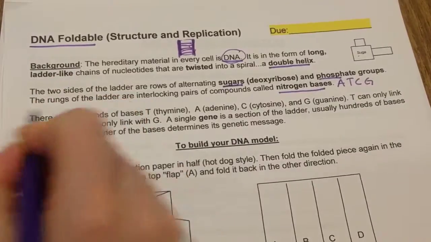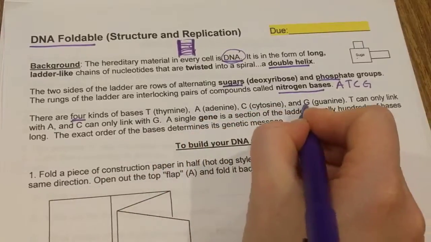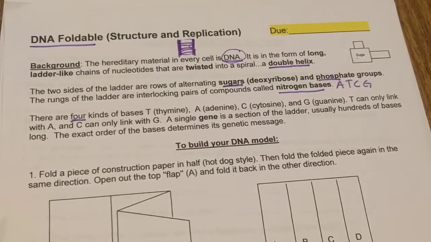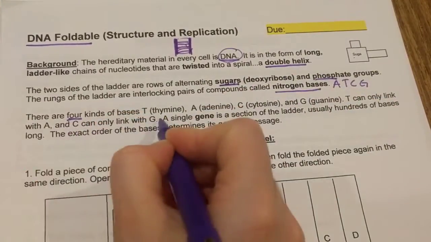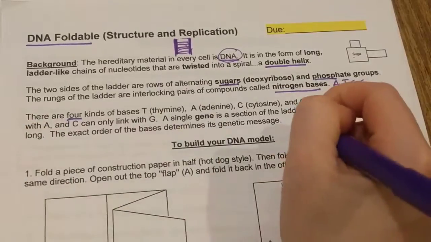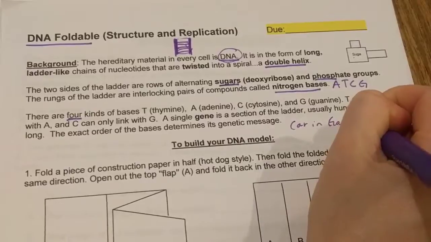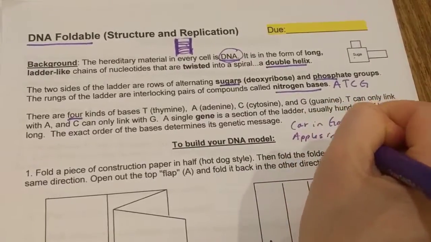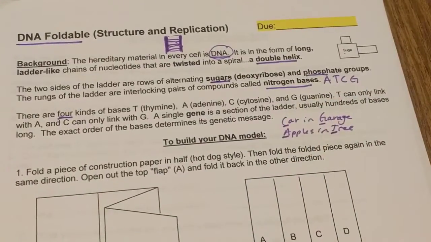There, again, are those 4 types. T stands for thymine, A for adenine, C for cytosine, and G for guanine. Thank goodness we have those shorter ways of saying it. And we even know which letters go with what, called the complementary bases. T can only link with A, C can only link with G. Remember our car in garage, apples in tree saying to help us remember the complementary base pairing rules.